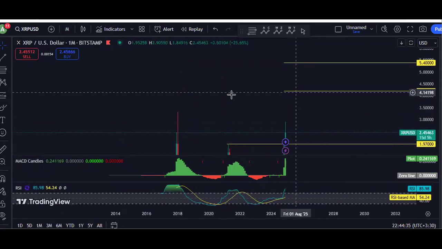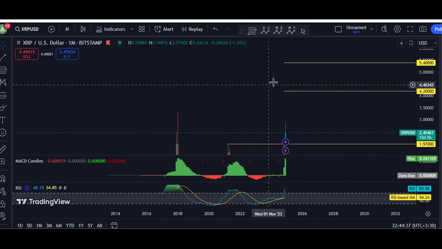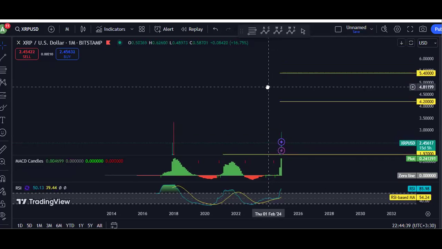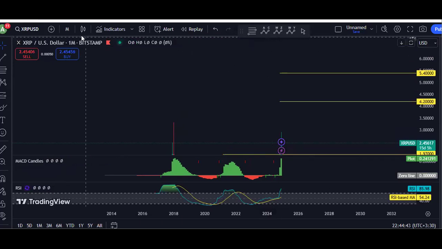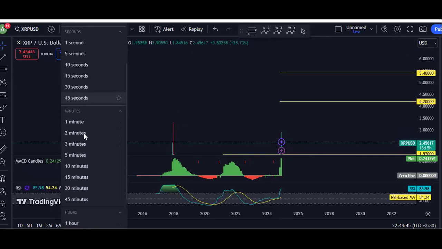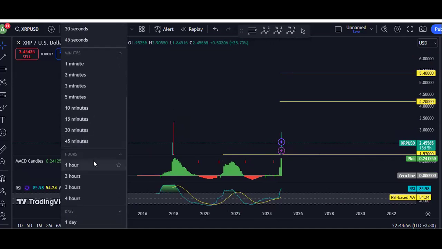If we move to the monthly chart, after the breakout of 2.9, we're looking for the all-time high. 4.2 is the first target after the breakout of the all-time high. Then we can look for 5.4. Any range between 5.4 and 6 is the best I'm looking for. It doesn't mean the price cannot break the 6. After the 6, we can look for 8 and even 10. But the best range I'm looking for is 5.4, followed by 6.